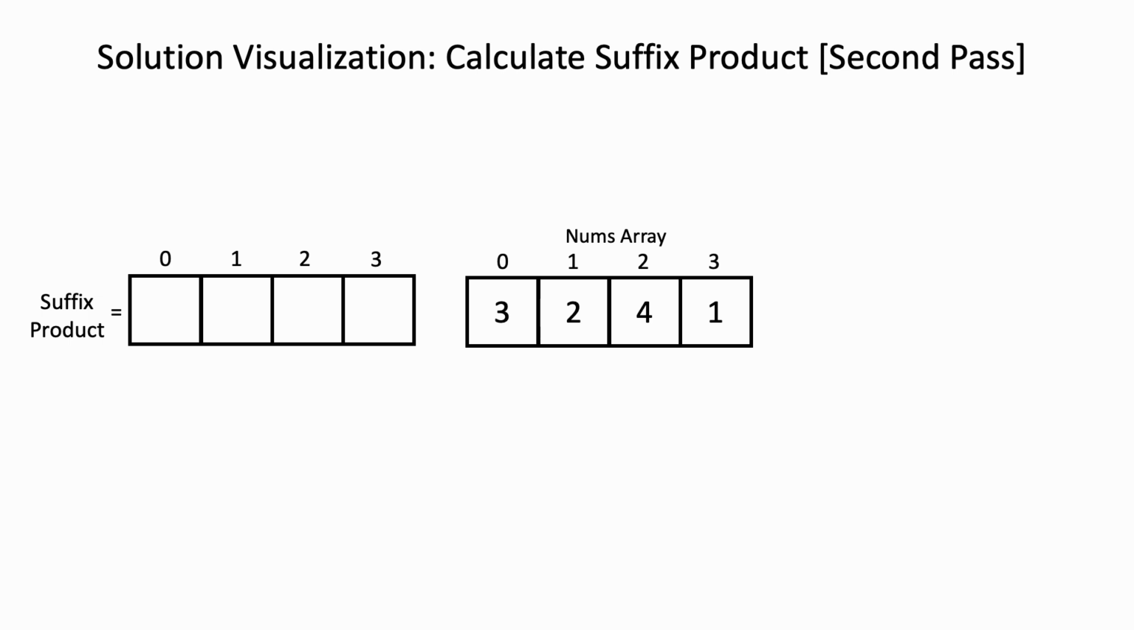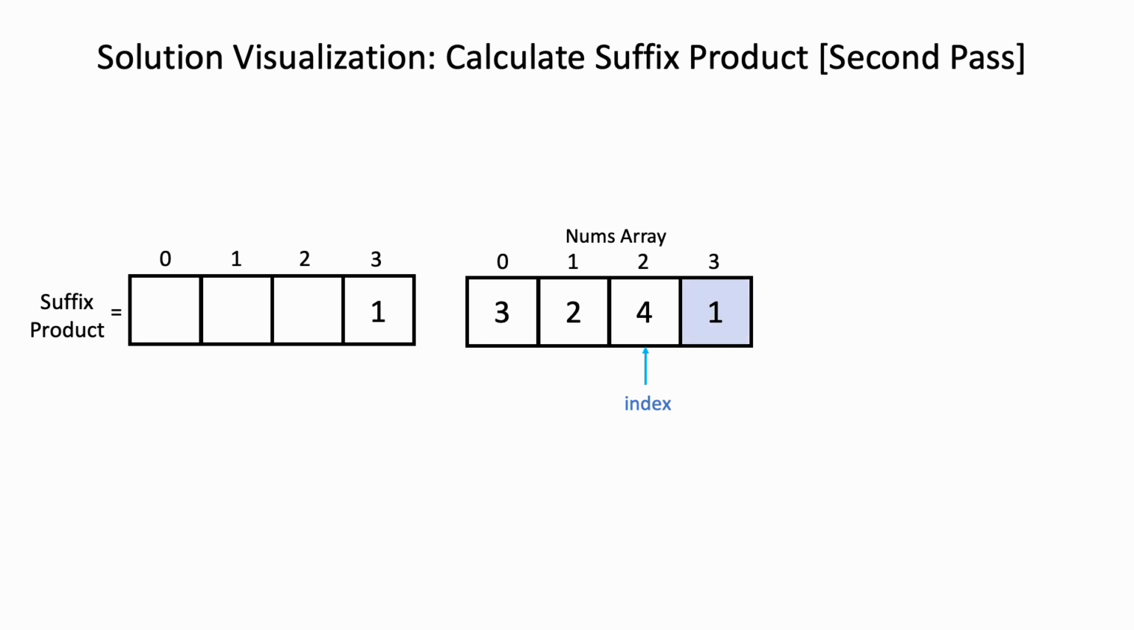Let's look at calculating the suffix product. We will have the suffix product array initialized to the size of the input array with empty elements. We will make the second pass on the input array, but now in reverse order, starting from the end element of the input array. Because this is the last element, it does not have any suffix product. So we will update the last element in the suffix product array to 1. We will decrement the index pointer.